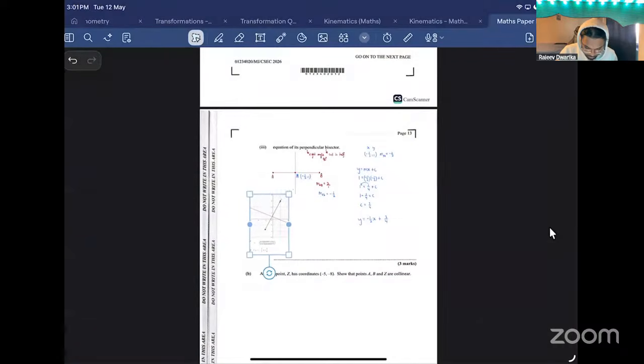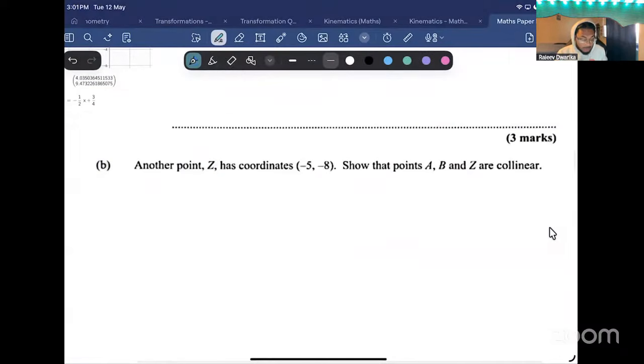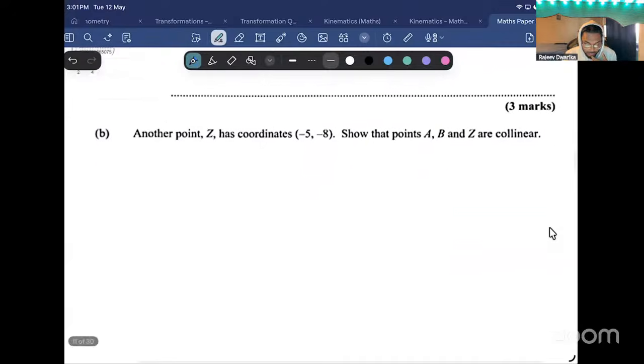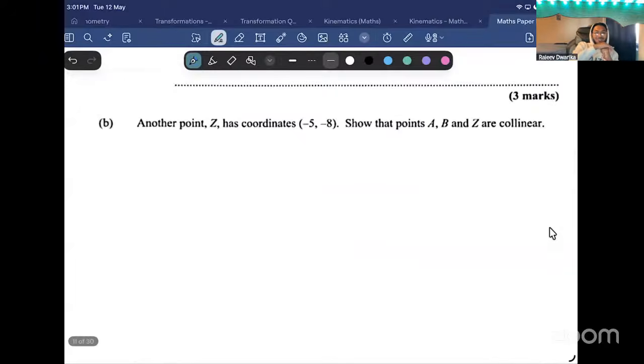Cool. All right. Another point Z has coordinates (-5, -8). Show that A, B, and Z are collinear. Oh, these are tough ones. I don't know how they'll tackle this.